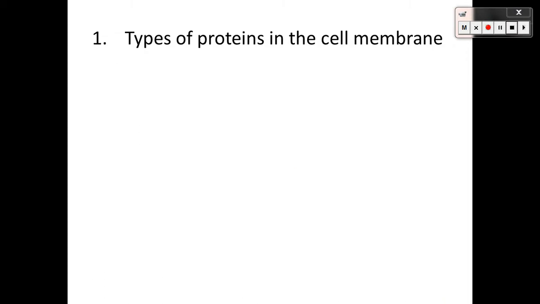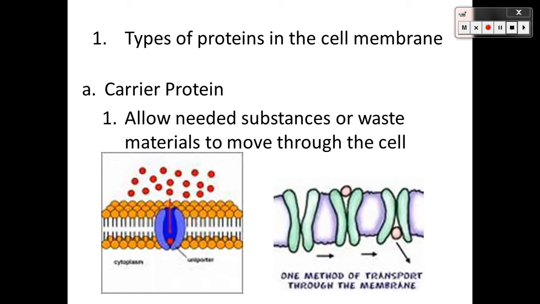Let's get started with the first one. We call this one a carrier protein. Carrier proteins allow substances or waste materials to move through the cell. They carry in larger molecules that could not pass through the membrane on their own. If you have larger molecules that need to pass through and they can't get through all of those phospholipids, maybe because A, they're too big, or B, they're polar or charged, and they just cannot pass through the nonpolar tails, we use that carrier protein to bring them in.